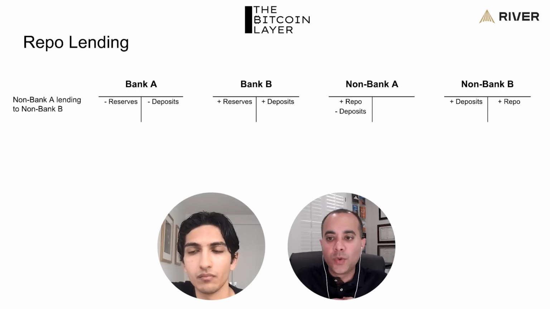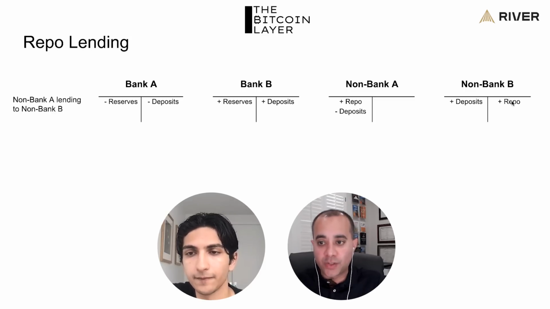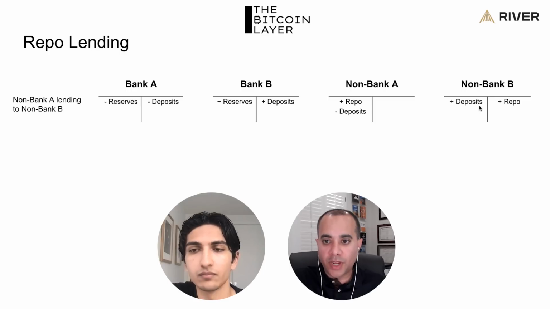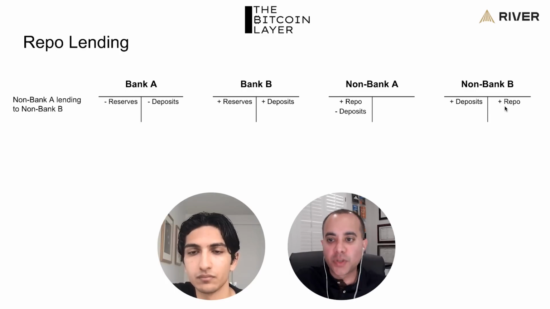It decides to invest in repo, and that's why you have minus deposits and plus repo, because now the money market fund owns repo and doesn't have the cash anymore. The cash is now a repo loan to a primary dealer, and that's non-bank B. So now the primary dealer gets cash. That's what the dealer needed. Now it has cash from the money market fund, and it owes money back to the money market fund tomorrow. And so continue on.